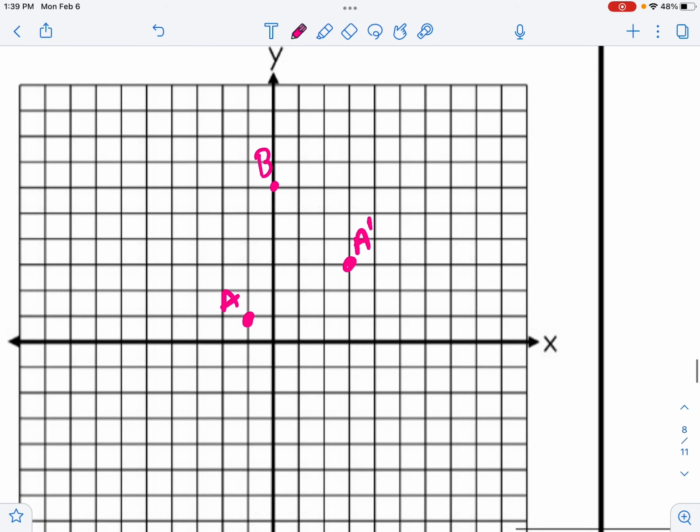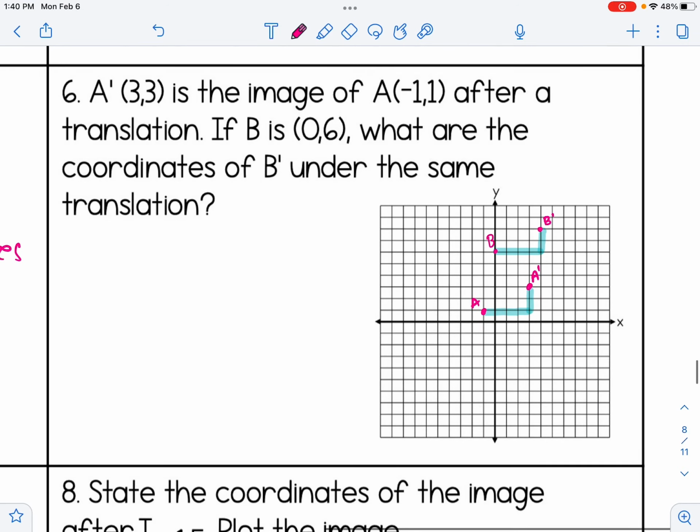So I'm going to zoom in on this graph here. We're told that the same translation is happening. If I look at this from A to A prime, I'm going 1, 2, 3, 4 boxes right and 2 boxes up. So let's follow that same translation with B: 1, 2, 3, 4 boxes right and 2 boxes up. And that tells me where B prime would be. So finally, we're just going to write what those coordinates are. It looks like the coordinates of B prime are going to be (4, 8).